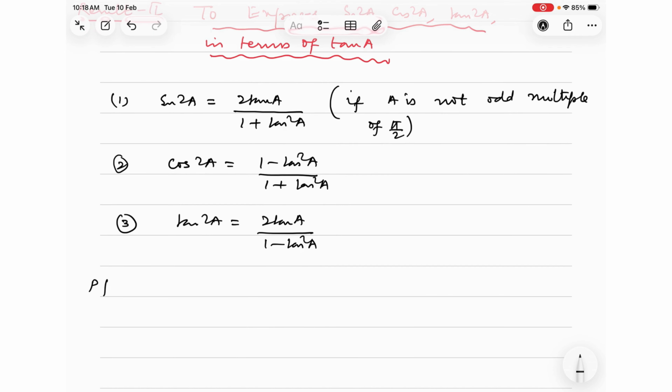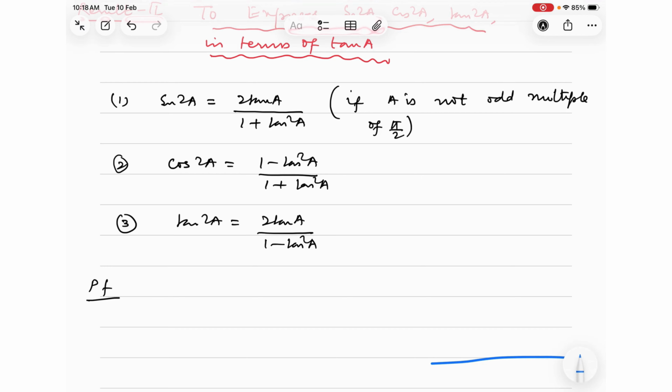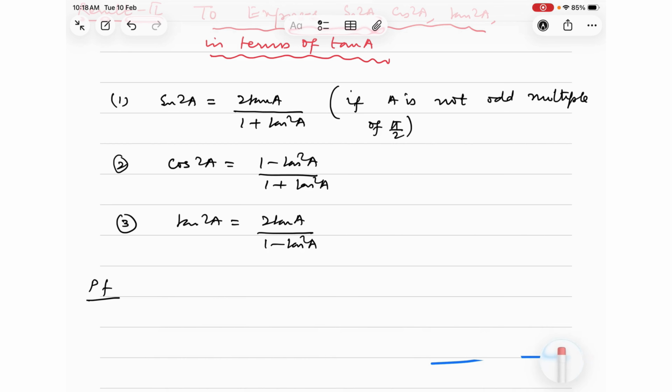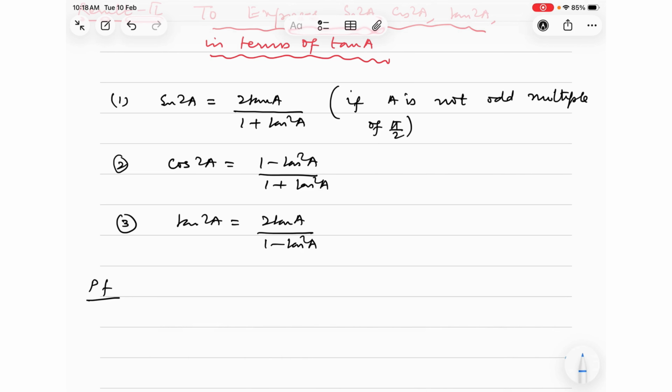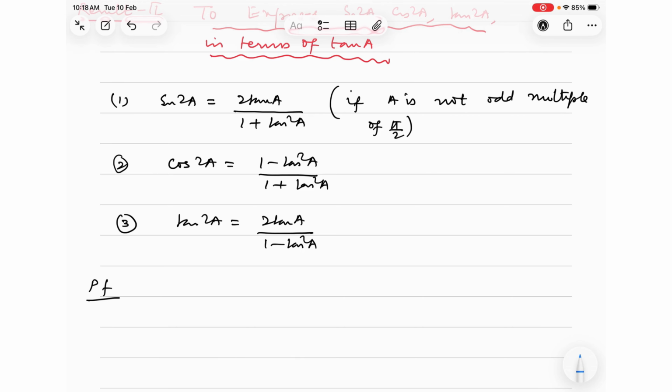Now the small proof of each is: we can prove sin 2A is equal to 2 tan A by 1 plus tan square A using the sin 2A formula. Now we have proved just now sin 2A is equal to 2 sin A cos A.